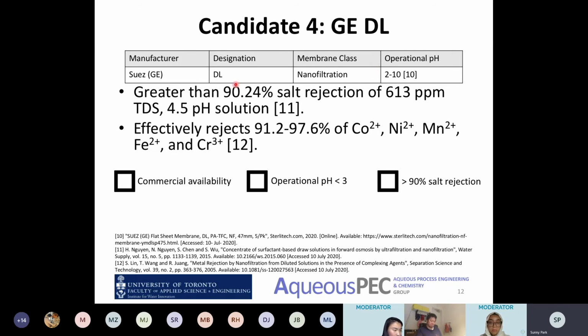This membrane candidate does just that, as it reaches our minimal requirement for salt rejection at a relatively high total dissolved solid concentration. It has an operational pH within our range, and it has an additional bonus of strong ion rejection ability of various metals, including cobalt, nickel, manganese, and more. As I mentioned earlier, GE is a major manufacturer, so once again, it meets the commercial availability point. So, as it meets the criteria, can be selected as our final of the 4 candidates.